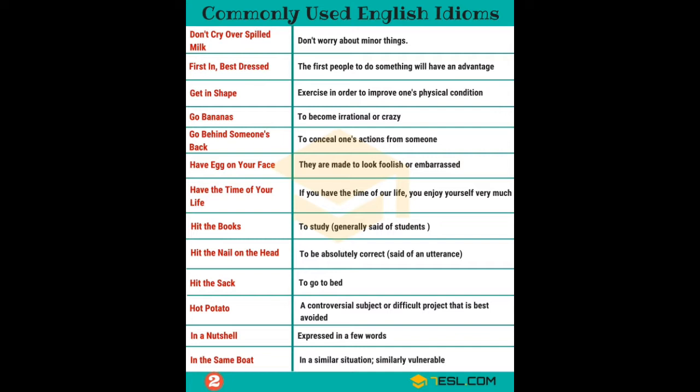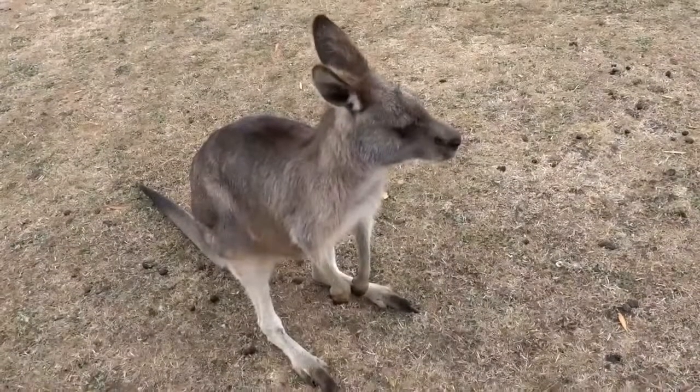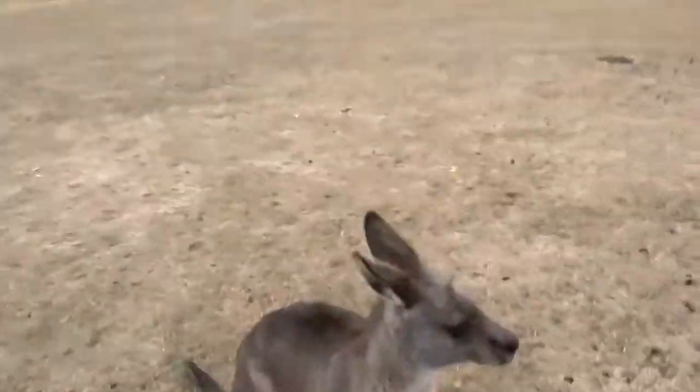Commonly used idioms in English are "don't cry over spilt milk." Don't worry about minor things. That's what that means. First in, best dressed. The first people to do something will basically have an advantage if we do something first.